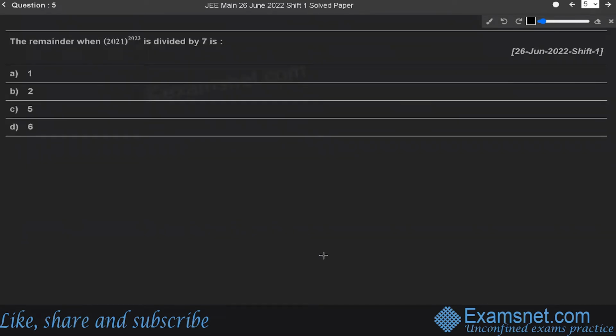Next question is a very, very interesting question. The remainder when 2021 power 2023 is divided by 7 is. So this term can also be written as (2016 plus 5) power 2023. Here 2016 is divisible by 7. That is why we have written it in this form.